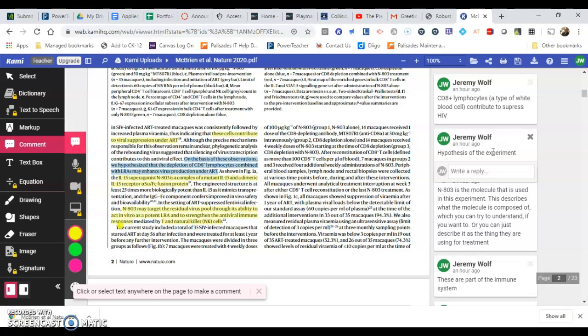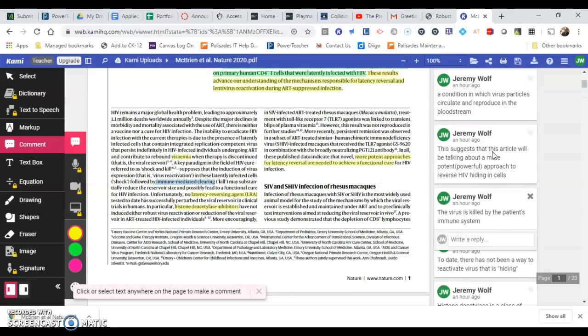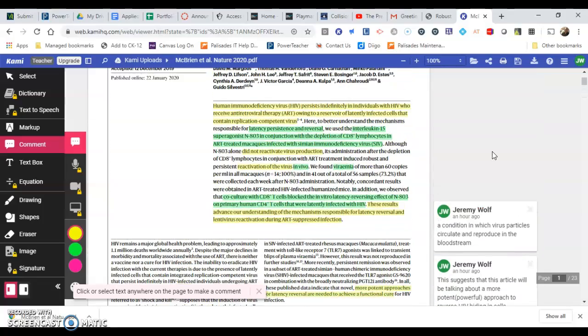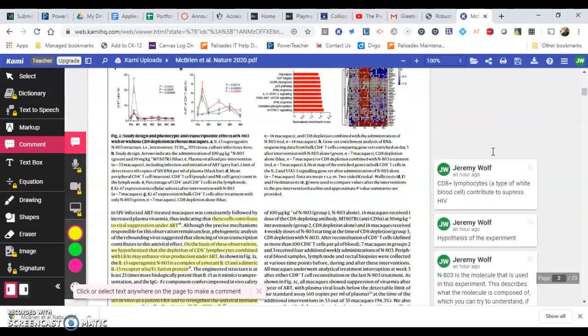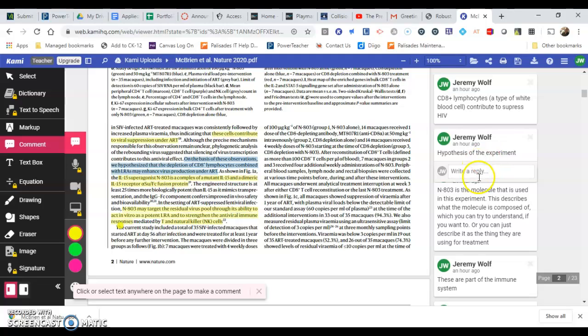ART therapy, which is the, what was ART therapy? That was the antiretroviral therapy. Sorry, you always got to remember what the terms are, and then you got to scroll back up and find them. And so then here is what it tells you that they're using.